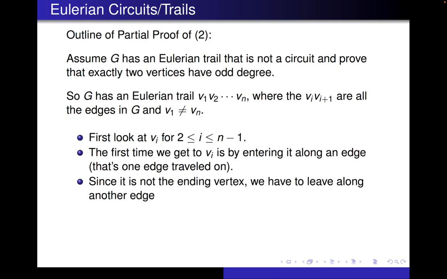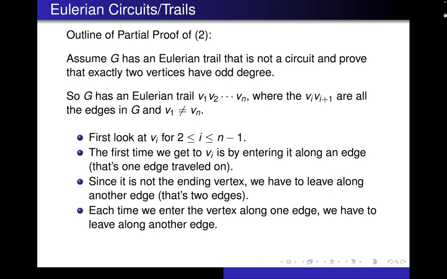But we know that it is not the last vertex, it's not the ending vertex, that's Vn. So that means when we enter Vi, we have to leave it again. And that gives us 2 edges traveled on. Now, it's very possible that that is the last time we ever encounter Vi, and we have degree 2. However, it is possible that we come back and visit again. But when we visit again for the 3rd time, we have to leave again because we can't end at Vi. We always end at Vn. So that gives us 4 edges.